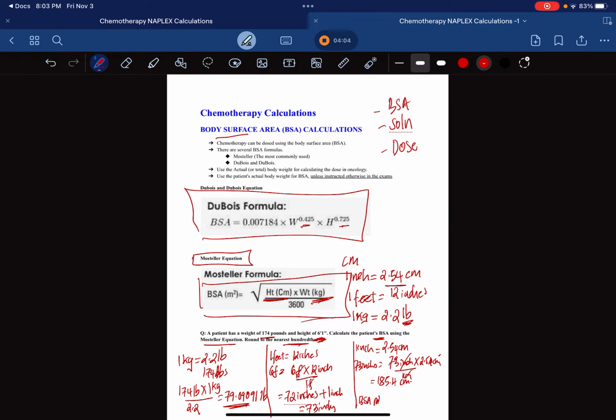So we plug that into our equation: the BSA in meters squared is equal to 79.09091 kilograms times 185.4 centimeters divided by 3600, and that will give us a value of 2.0184 meters squared. Remember, we've been asked to round to the nearest hundredth. So then it's going to be 2.02 meters squared. That's the answer.